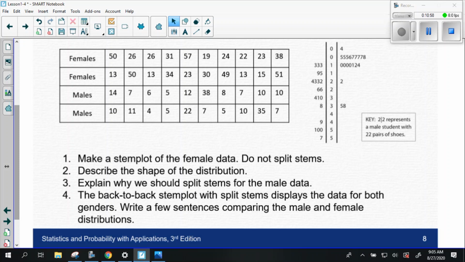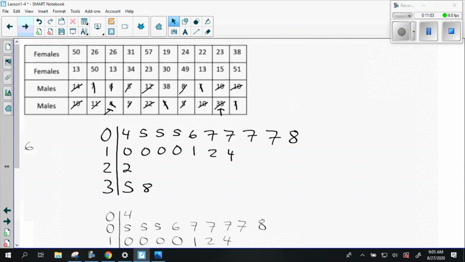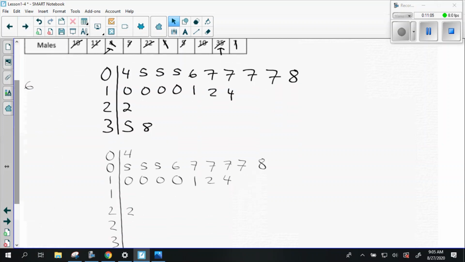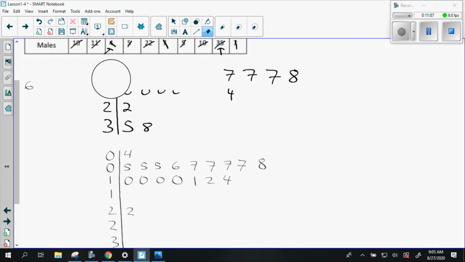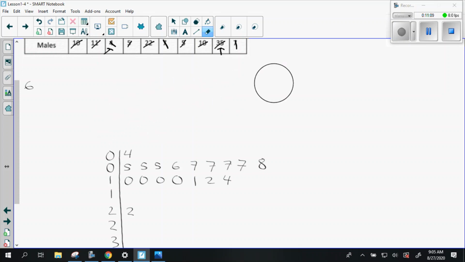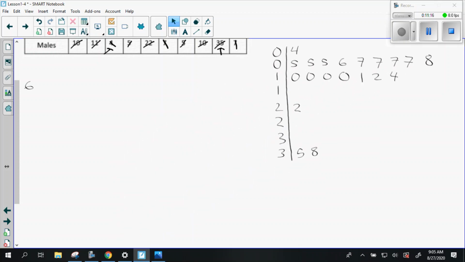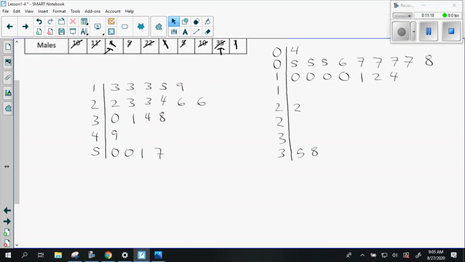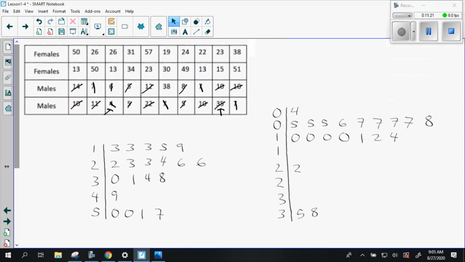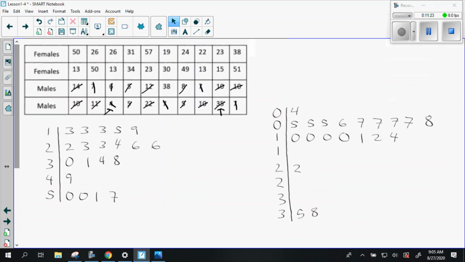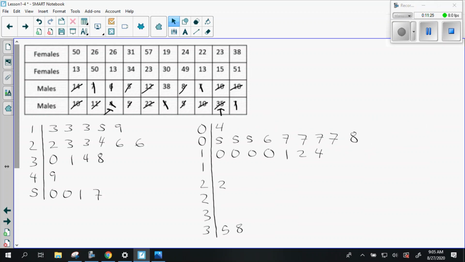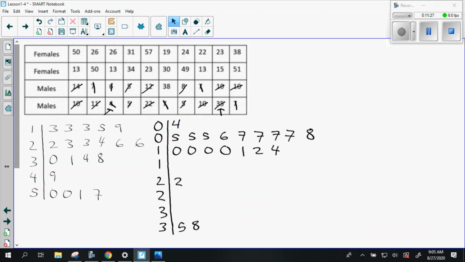Okay, so we're going to make that back-to-back stem plot. I'm not going to need this one anymore. We're going to split the stems on that one. So I think I'm going to put this over here. We're going to have to look at both of these that we've already created. I think I'm going to put them over here. So this was the male split, and there's the females. I think we'll have enough room.